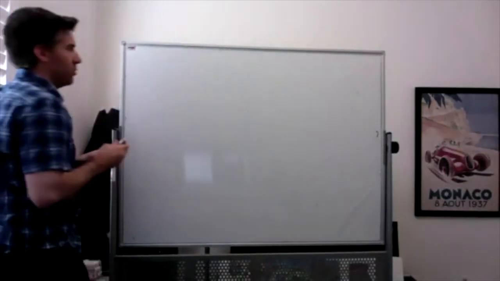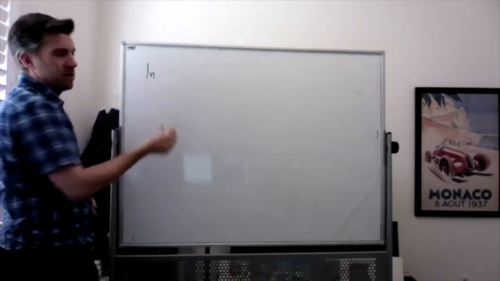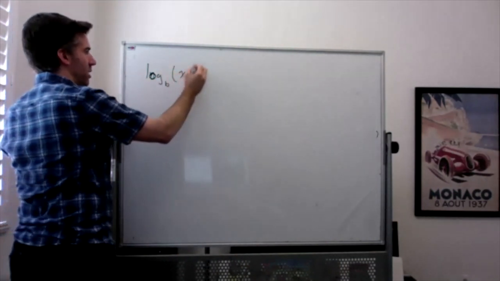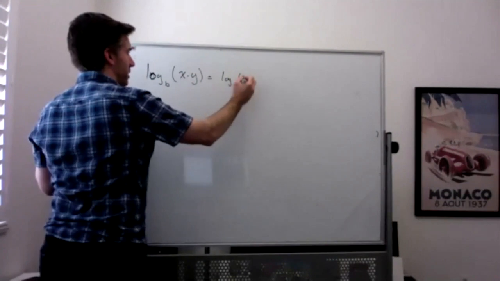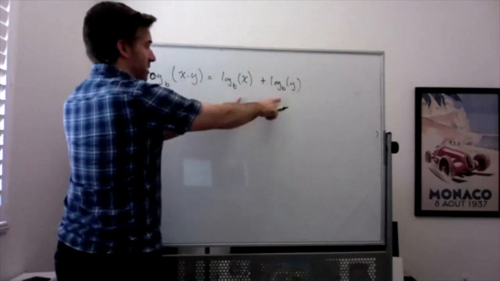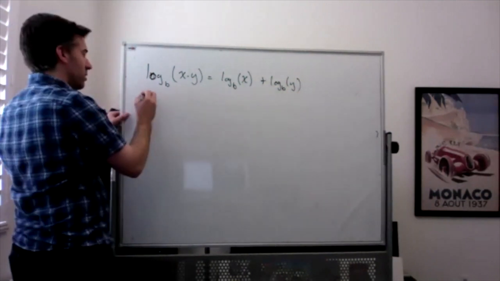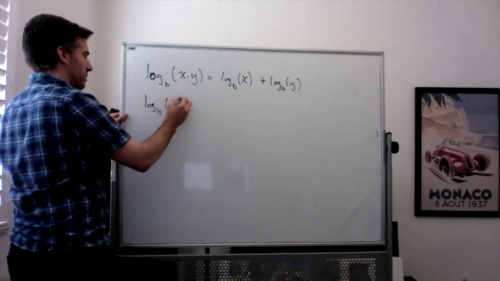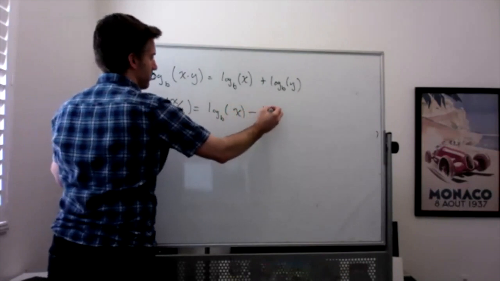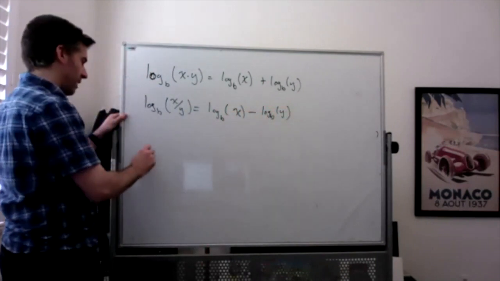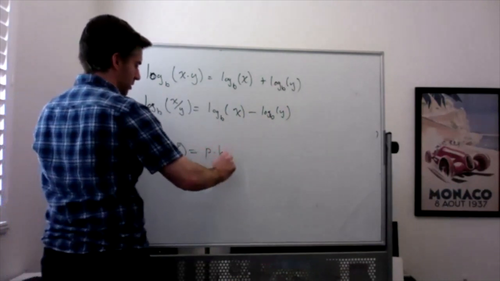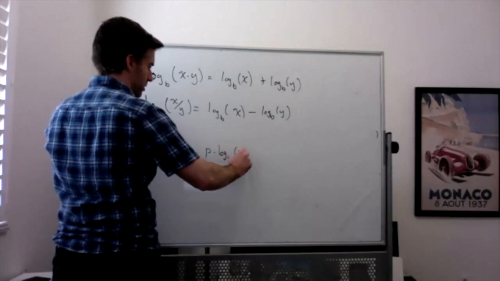So here are the 3 rules for logarithms. I'm going to use log base whatever. Log base b of x times y is log base b of x plus log base b of y. So if they're added together, we can combine them as multiplication. Log base b of x divided by y is log base b of x minus log base b of y. And finally, log base b of x to a power is that power times log base b of x.